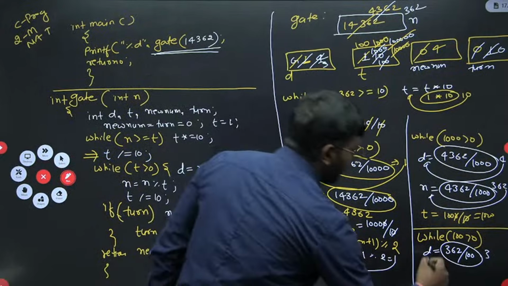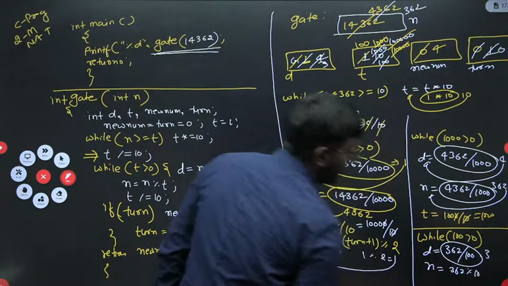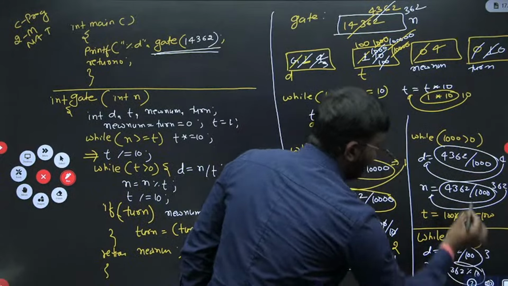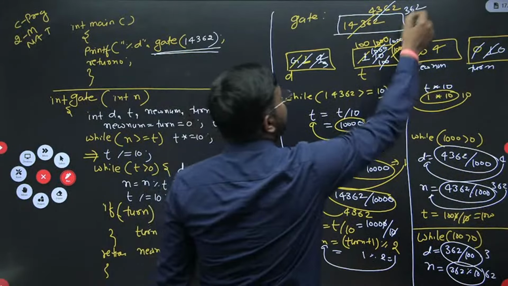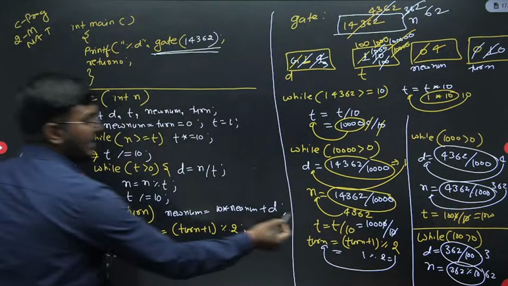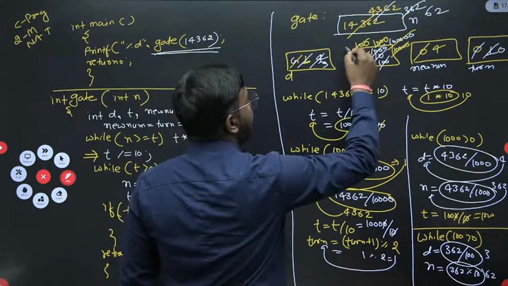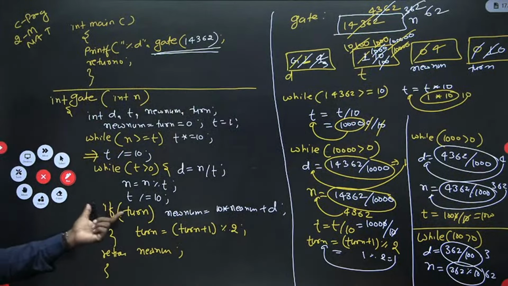So again update this n. n will be 362 modulo 100. So the remainder will be 62. So now the n value becomes 62. Getting my point? Again update t by dividing by 10. So now this t becomes 10 only. Understood? Now go and check the condition here.